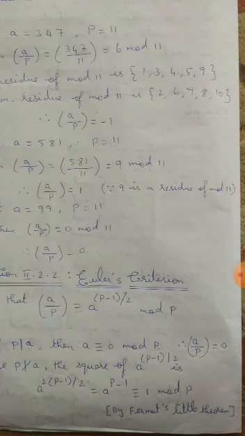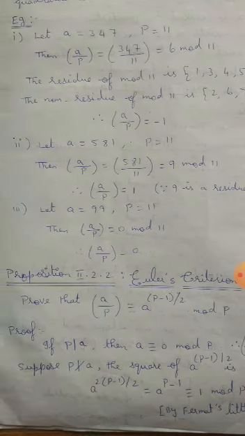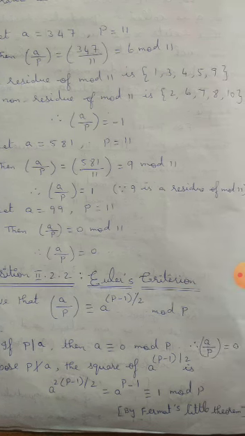That is (a/p) = 0. Suppose p does not divide a. Then the square of a^((p-1)/2) is, when you square this value, a^(2·(p-1)/2). The 2 gets cancelled, so a^(p-1) is congruent to 1 mod p. How will you get this 1 mod p? By Fermat's little theorem, we note that a^(p-1) is congruent to 1 mod p.